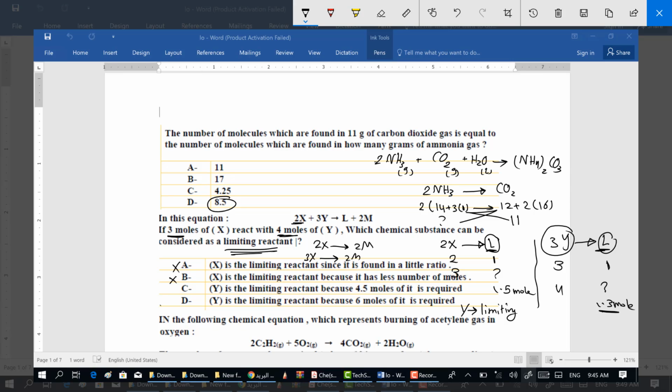يعني احنا دلوقتي هنشتغل على ايه؟ على الواي. نشوفها. هنحط الواي in front of X. Y in front of X. According to the equation, 3Y, 2X, 3 in front of 2. But if we're using 3 from X, what is the number from Y? It will be 4.5 moles. So it will be limiting and it uses 4.5 moles.